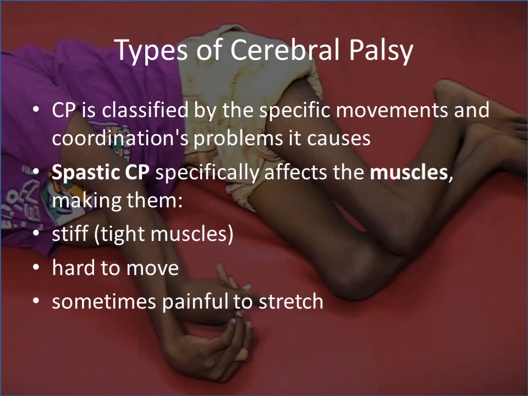We have types of cerebral palsy, but today we are going to focus on the 4 types. Cerebral palsy is classified by the specific movement and coordination problem it causes. So we have the major one, the spastic cerebral palsy, which specifically affects the muscles, making them very stiff, that is tight muscles, hard to move, sometimes painful even to stretch, and jerky movements.